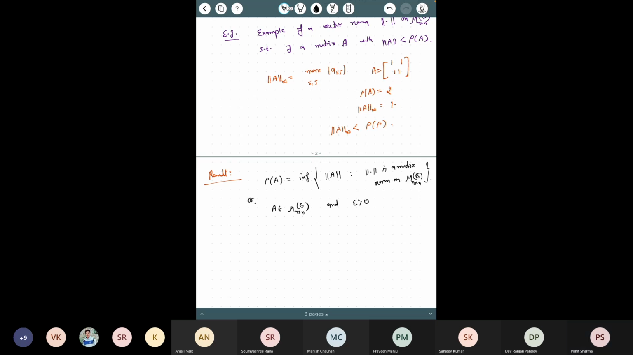Tell me how to show that this lower bound. So we already know that rho A gives a lower bound for this set. This gives us a lower bound less than or equal to this set. This is a lower bound, we know from the previous result. But why is this the greatest lower bound? That means this is the infimum of this set.